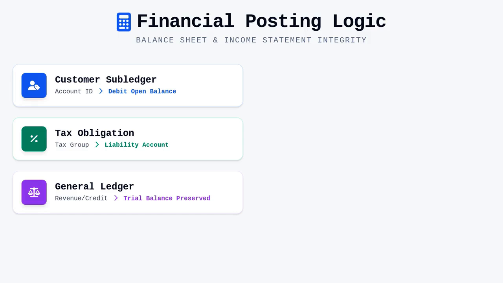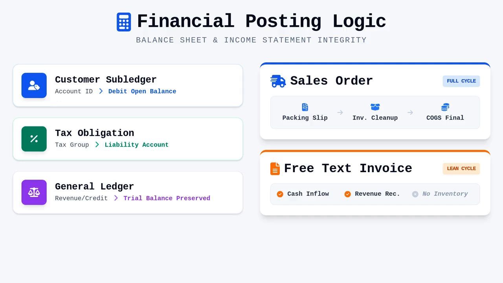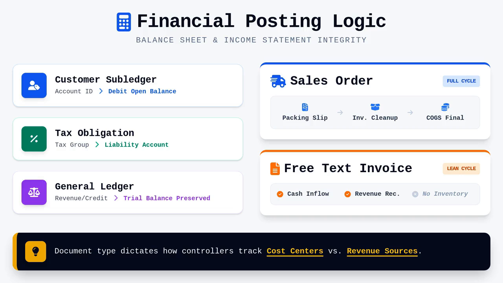The revenue side is then balanced against the credit side of the journal entry, ensuring that the trial balance remains preserved. If you are dealing with a sales order, the system also cleans up the interim inventory accounts to finalize the cost of goods sold, assuming that you have already processed the packing slip. With a free text invoice, the process is slightly leaner as there is no removal of inventory value, so the transaction focuses purely on cash inflow expectations and revenue recognition. Understanding this distinction is vital because the choice of document type dictates how your financial controllers track cost centers versus revenue sources.